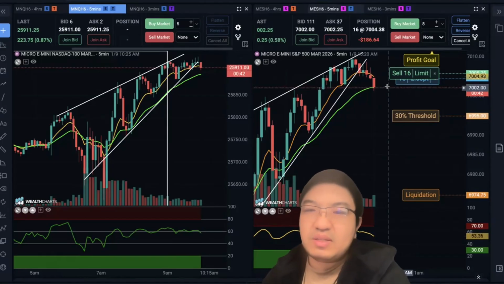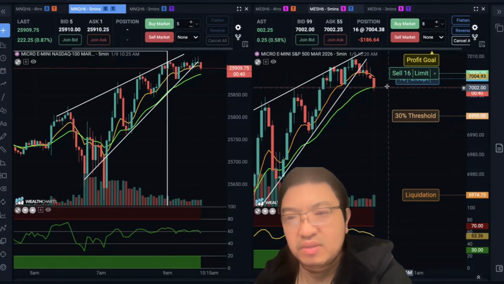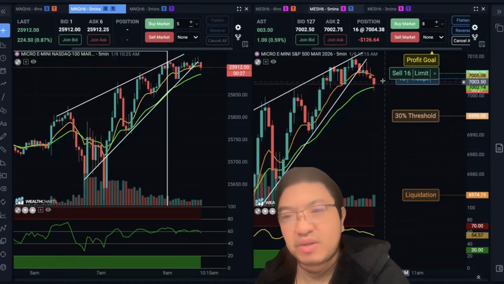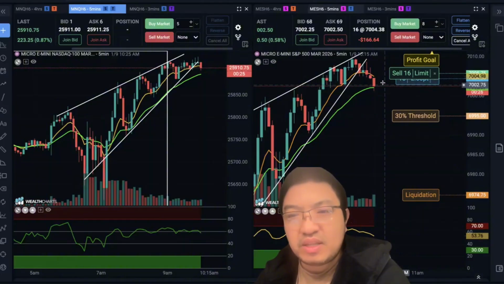Okay, one more minute. See if you close underneath EMA 21. If it does, then probably I need to quit. But if not, then there are some hopes. We'll see the next candle. The buyers might step in the next candle.